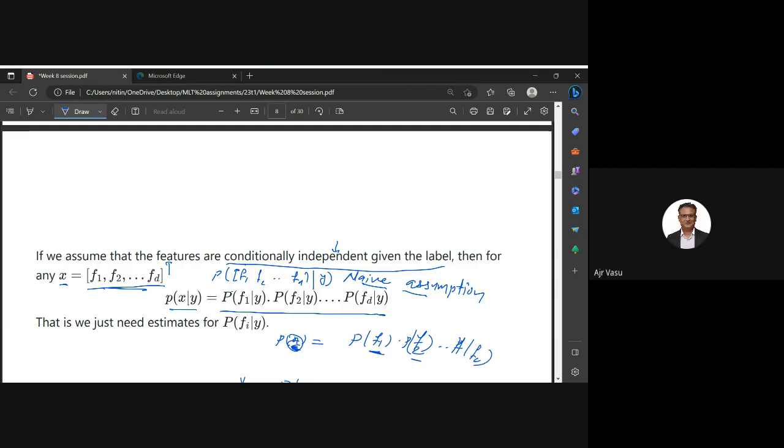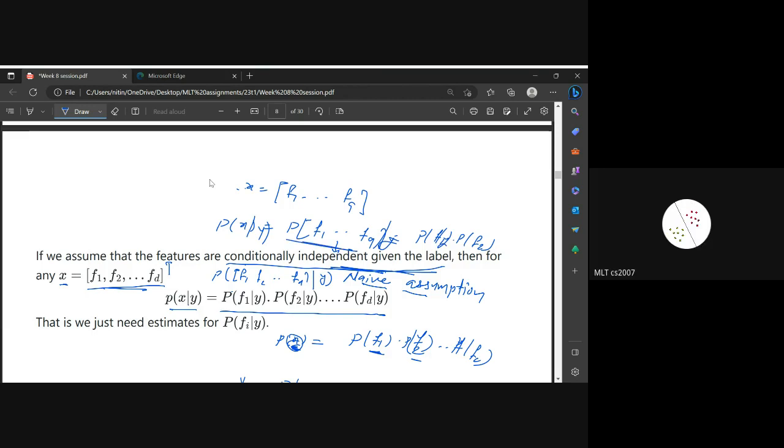But how is X different there? Because without the conditional independence, X was this thing. Let's say F was F1, F2, up to Fd, right? So for finding the probability of this, you have to find the probabilities of all these combinations, and you cannot write it as P of F1, P of F2 until this condition holds. So given Y, P of F1, F2, up to Fn is the joint distribution.